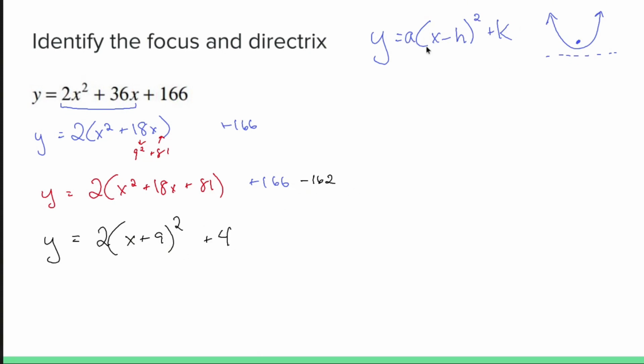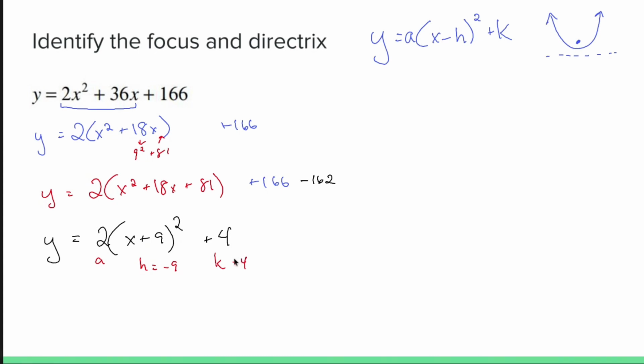Now we are in vertex form. A is 2, h is negative 9, and k is positive 4. Okay, so that gives me a vertex of negative 9, positive 4.